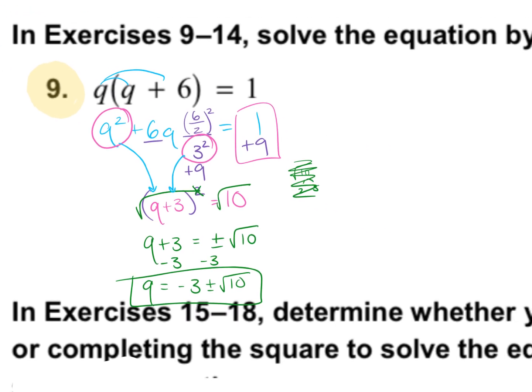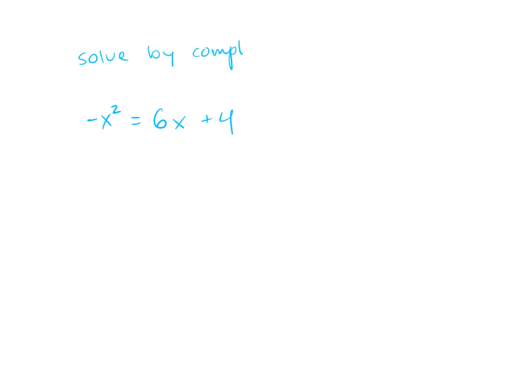Okay, I'm going to practice a different one other than 10 over here. Let's say we had something like negative x squared is equal to 6x plus 4. And it said solve by completing the square. So what's the formula we use when we complete the square? B over 2 squared.